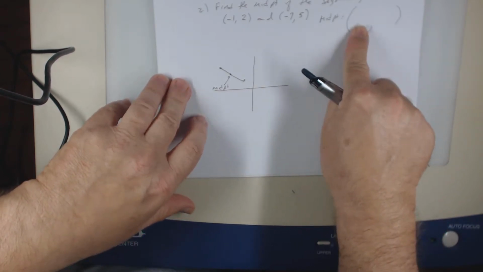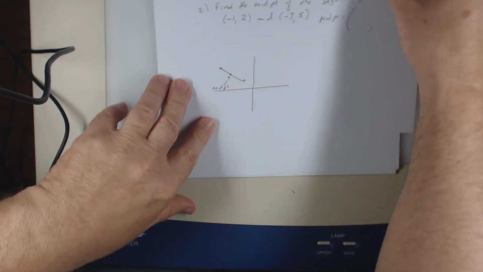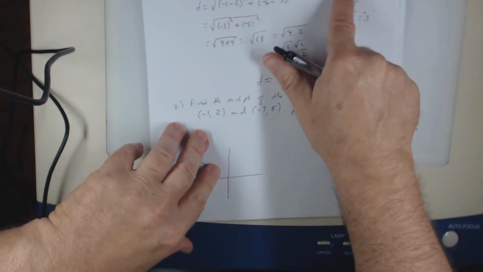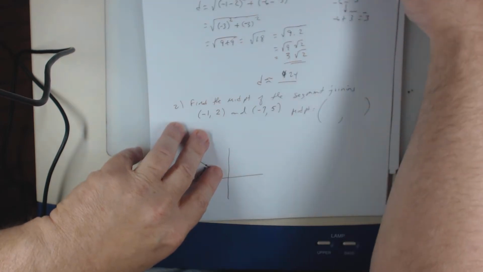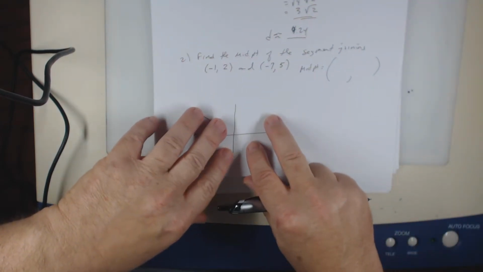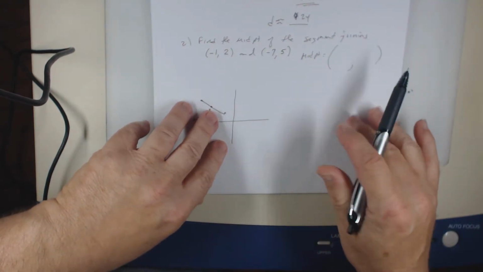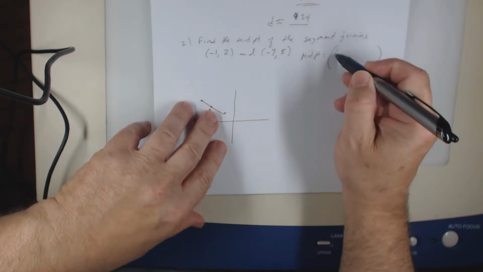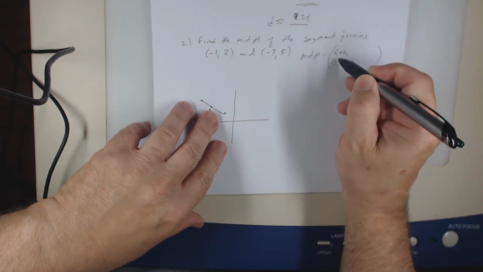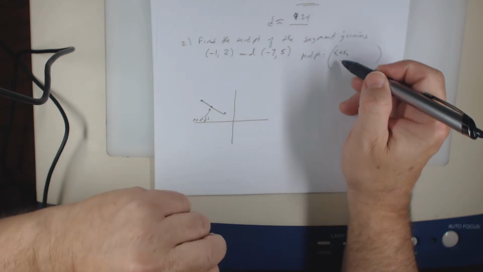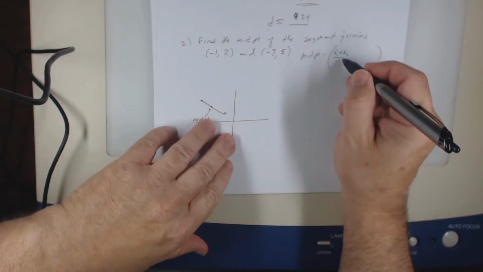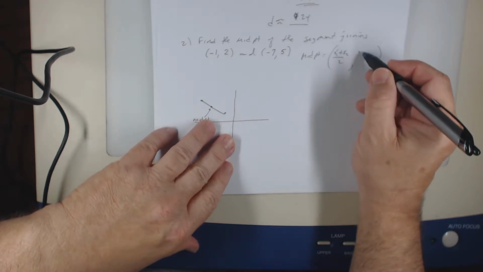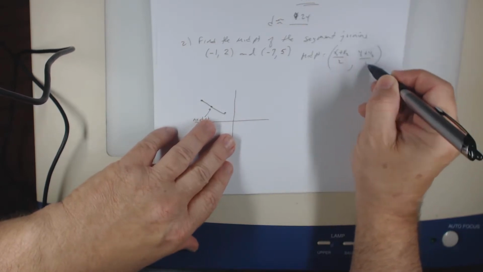So to find the midpoint, you add the x's together. Don't confuse it with the distance formula where you subtract the x's. Yes? What's the word after segment? Joining. Okay. So you add the x's together: x1 plus x2. And then the midpoint is the middle. So how do you find the middle of something? Divide by 2. And then the same thing for the y's: y1 plus y2 divided by 2.